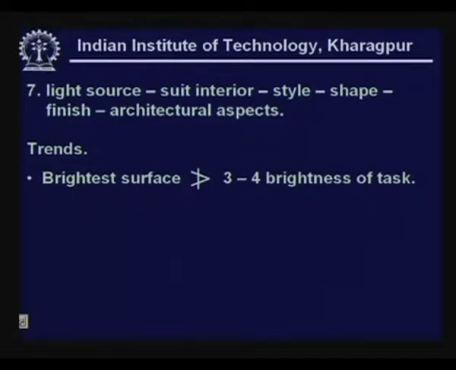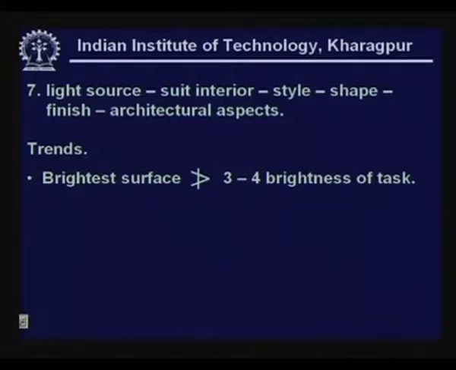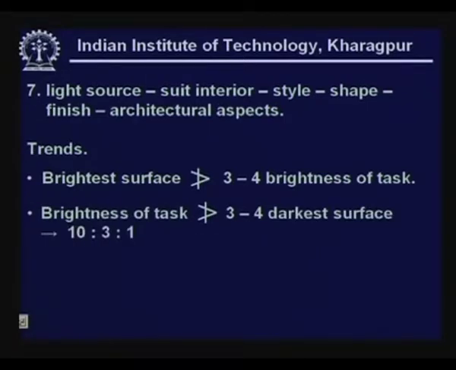if you have a task, let us say we take a classroom, the task there would be to work based on the subject being taught. So, the reading and writing is the basic task. So, the brightest surface in the room should not be more than 3 to 4 times brightness of the task in question, and in a similar way the task brightness should not be more than 3 to 4 times darkest surface.